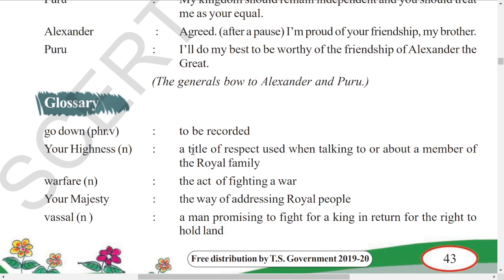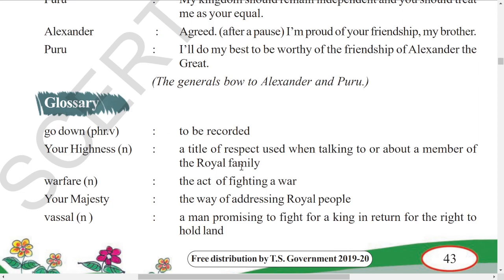Okay, the first one, go down. Go down is given as the meaning of "your bravery will go down in the history." So go down here is a phrasal verb which gives the meaning of to be recorded. It will be recorded. That means everyone will be remembered.